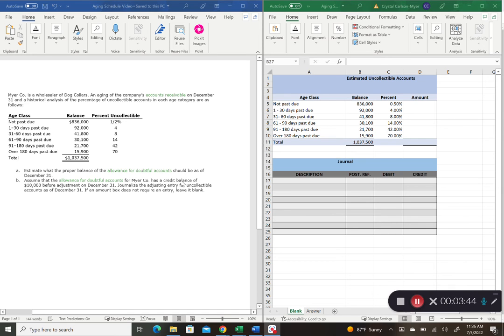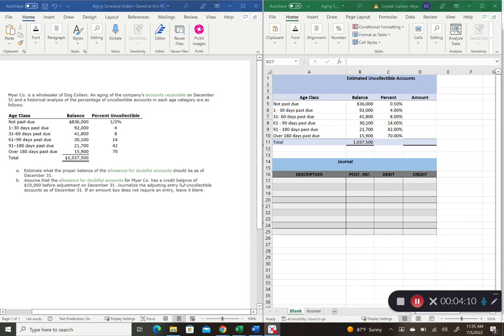Any sort of contra account behaves in the opposite way of whatever it's describing. So a contra asset behaves in the opposite way of an asset. If a debit increases an asset, a credit will increase a contra asset. So it behaves in the opposite way. If it has a credit balance already of $10,000, we already have $10,000 in there that didn't get utilized from last year.